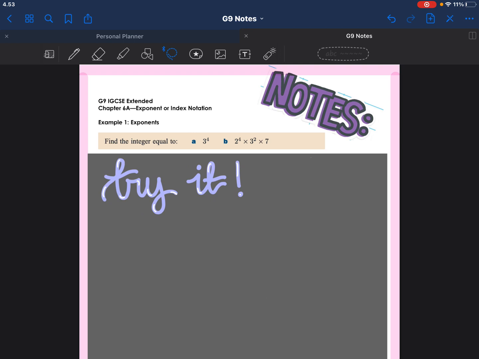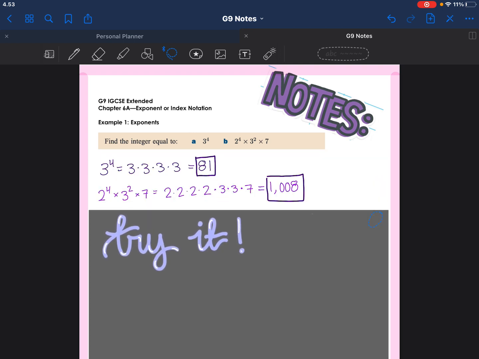So example 1, exponents. Find the integer equal to 3 to the power of 4, and then 2 to the power of 4 times 3 to the power of 2 times 7. So this should be a review from grade 8. You should get 81 and 1008. If you use the calculator for this example, that is okay.